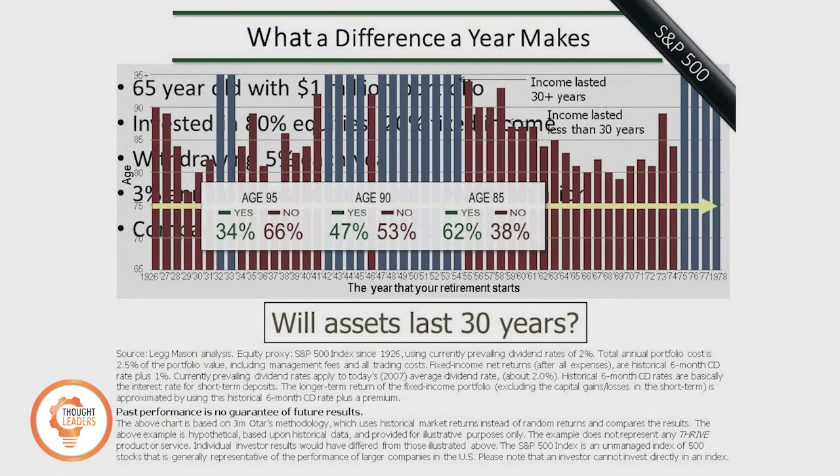This is Jim Otar's work. And it proves the point that longevity risk is the number one risk. Sequence of returns risk is the other big one in the room that people don't know exists.